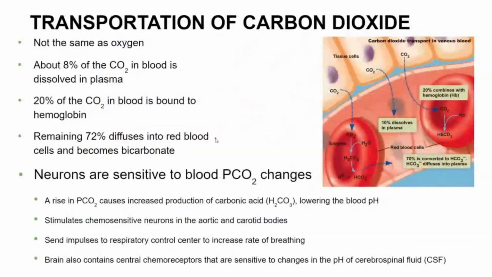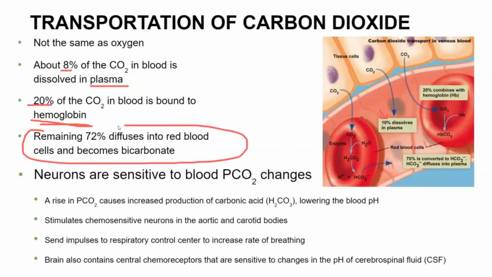All right, but that's not the same with carbon dioxide. Carbon dioxide doesn't necessarily attach directly to the hemoglobin. Sometimes it dissolves in the plasma. Most of the time, it dissolves directly into the blood itself. Only about 20% is attached to the hemoglobin. 8% is dissolved in the plasma. This one says 10%, so 8 to 10%. But the majority of it dissolves directly into the red blood cell, becoming bicarbonate.